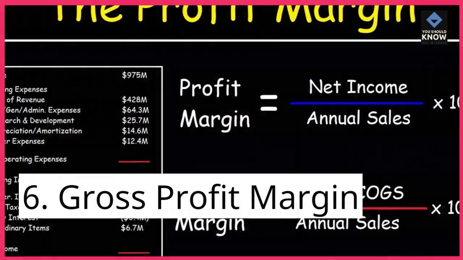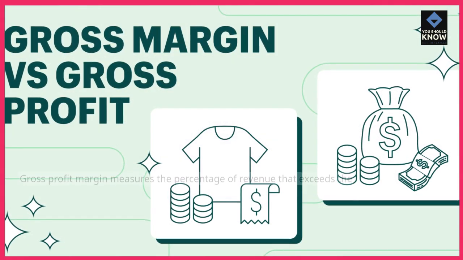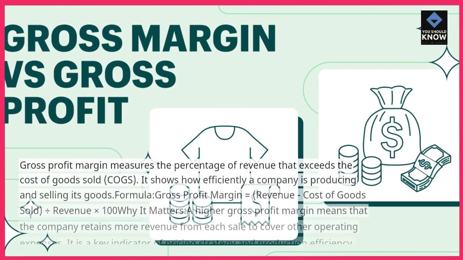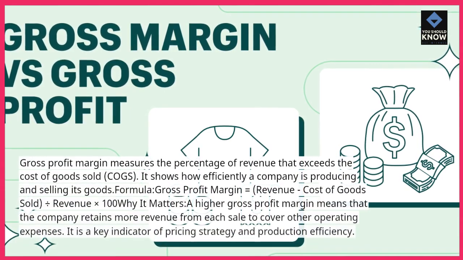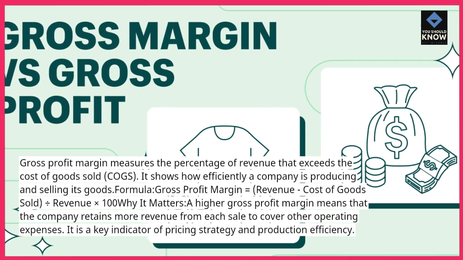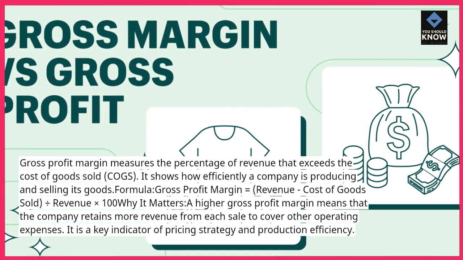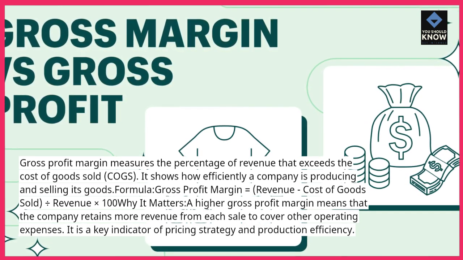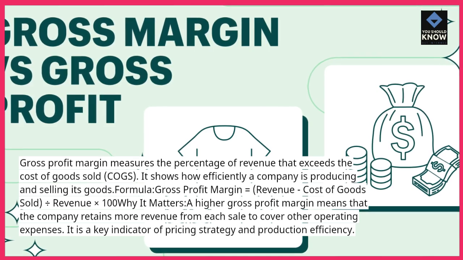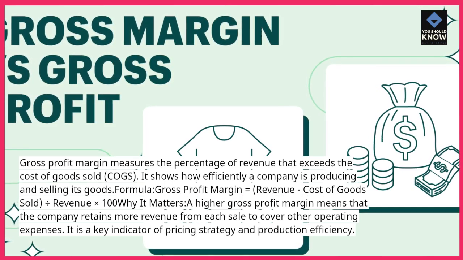6. Gross profit margin. Gross profit margin measures the percentage of revenue that exceeds the cost of goods sold, COGS. It shows how efficiently a company is producing and selling its goods. Formula: gross profit margin equals revenue minus cost of goods sold, divided by revenue, times 100.